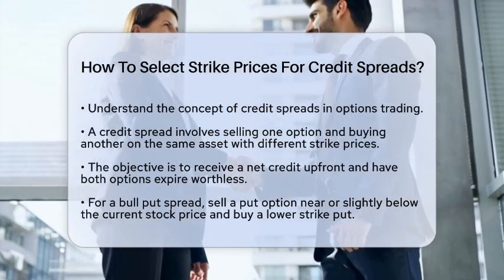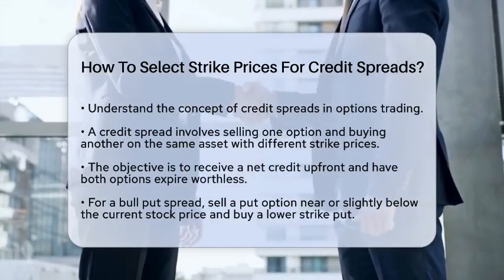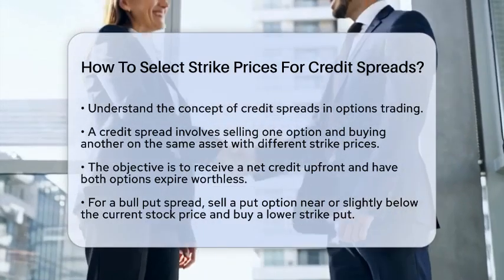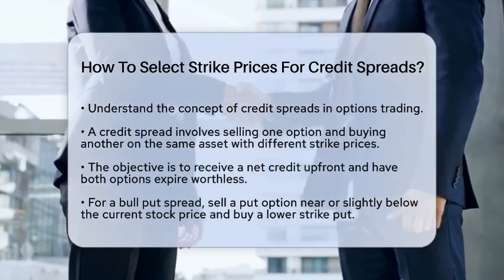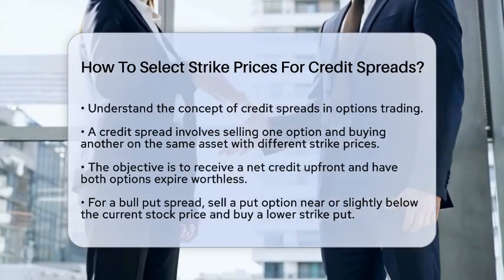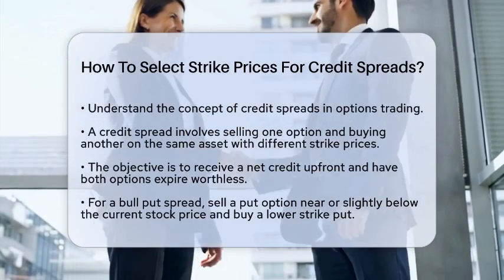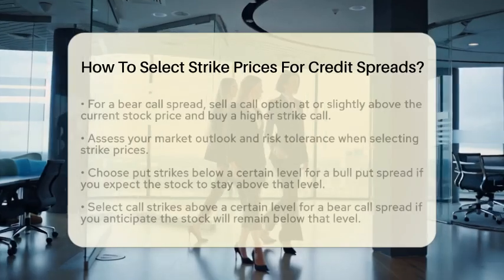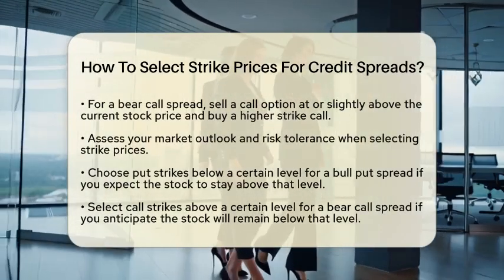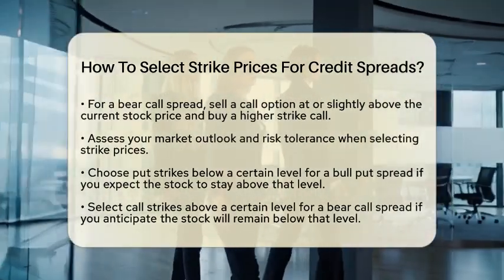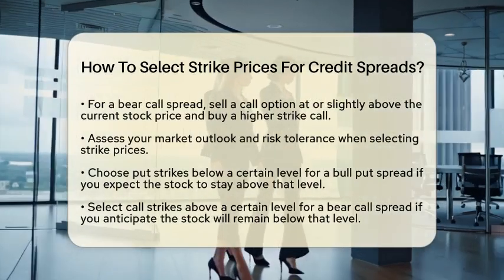For a bull put spread, you sell a put option at a strike price near or slightly below the current stock price and buy a put option at a lower strike price to limit your risk. On the other hand, for a bear call spread, you sell a call option at or slightly above the current stock price and buy a call option at a higher strike price.